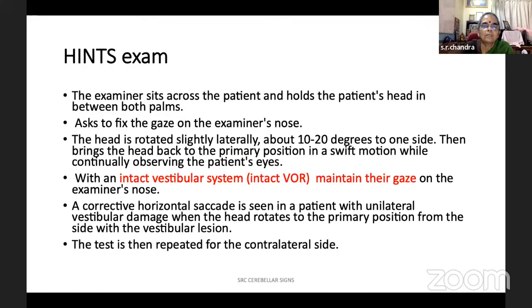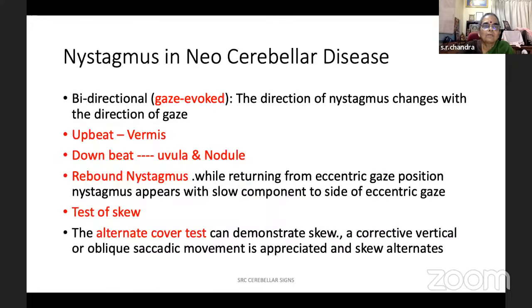So for the HINTS test, the patient is told to fix on the nose while you quickly move the head laterally. If the VOR is all right, the patient's eye will not move. When you are moving the head to one side or the opposite side, if the VOR is intact, the patient will be able to maintain his gaze on the target you have told him to fix on. That is the head impulse test. And you can look for gaze-evoked nystagmus, upbeat nystagmus in the vermis, downbeat nystagmus in uvula and nodule lesions, and rebound nystagmus.